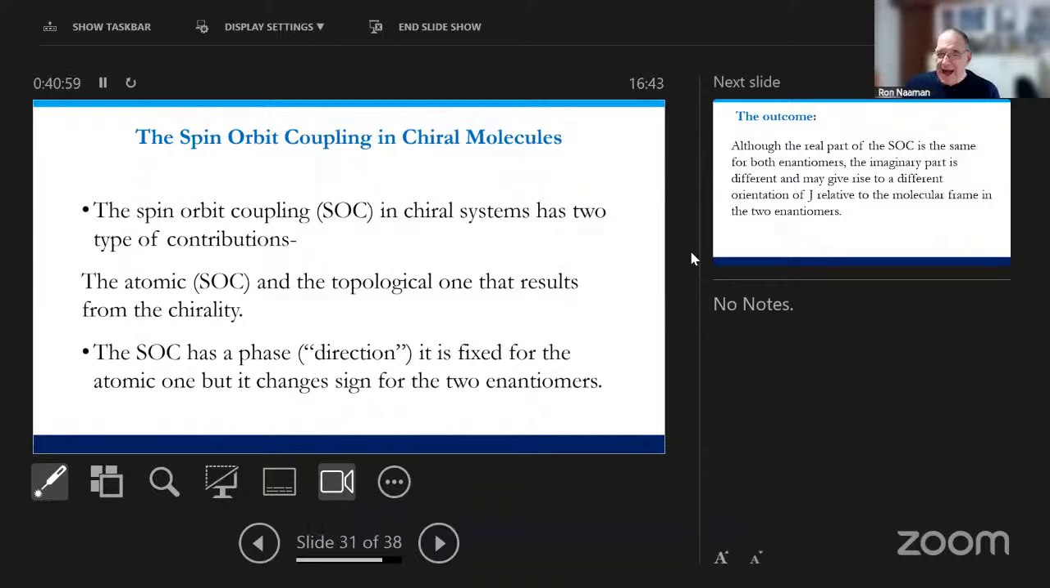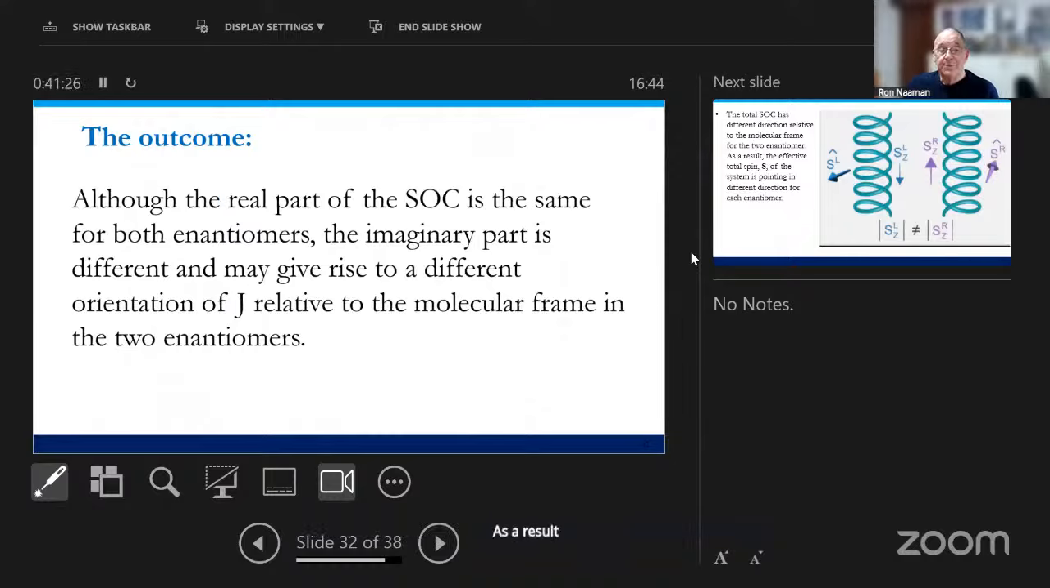Now, for the atom, when an electron is moving near an atom, there is a phase. We know it, it's an imaginary part. And it's the same for the atom, it doesn't matter if the atom is in one enantiomer or another enantiomer. However, for the curvature, the phase is different if we have one enantiomer or the other, opposite enantiomer. As a result, although the real part of the spin-orbit coupling is the same for both enantiomers, the imaginary part is different.